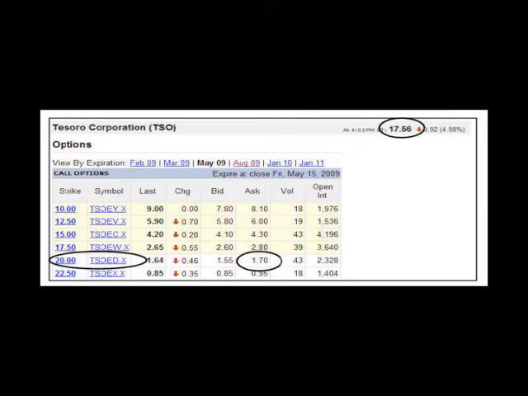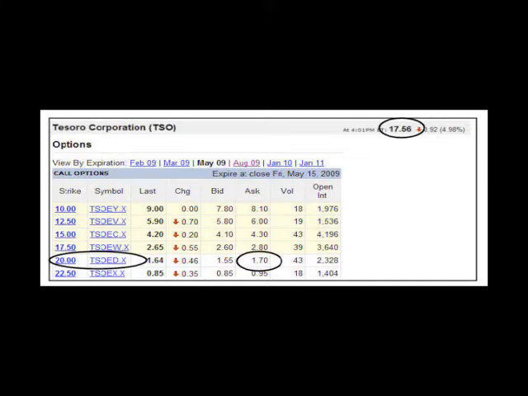This quote table contains option quotes for Tesoro Corp stock, symbol TSO, courtesy of Yahoo Finance. Tesoro is currently on an MACD and an intermediate term trend system buy signal. Let's focus on the May 20 strike call option, symbol TSO-ED, which expires in about 3 months. This option is currently trading at 1.70 points.